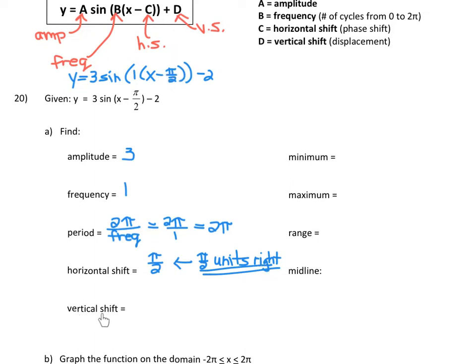Okay, and then down here, the vertical shift. The vertical shift is just this number at the end, which in this case is -2. Okay, and let me just circle all of our answers.